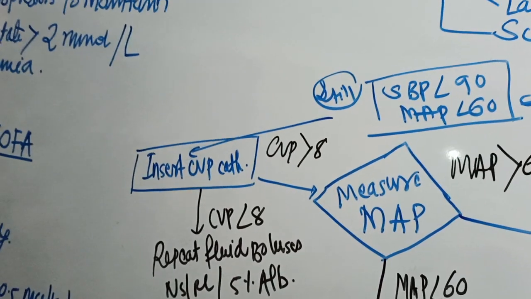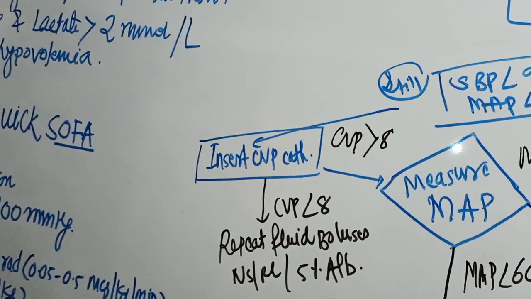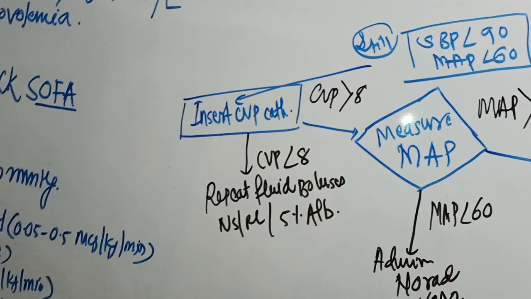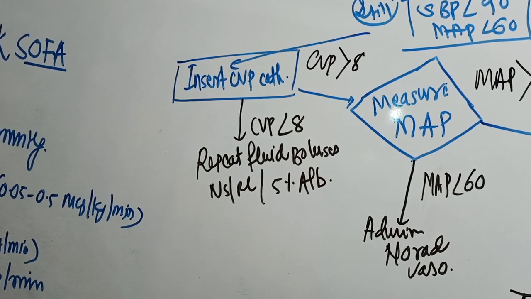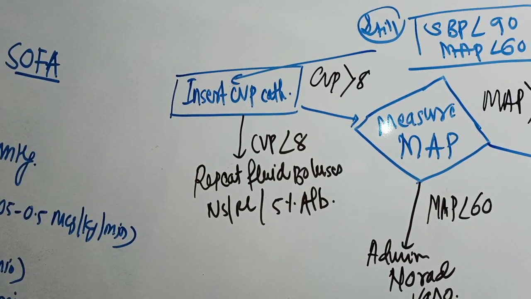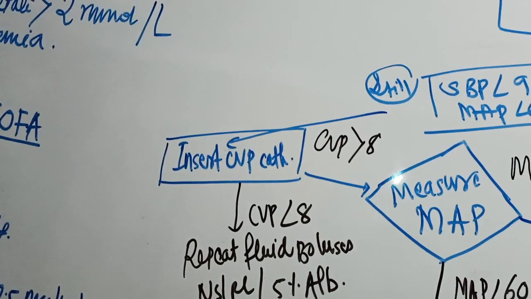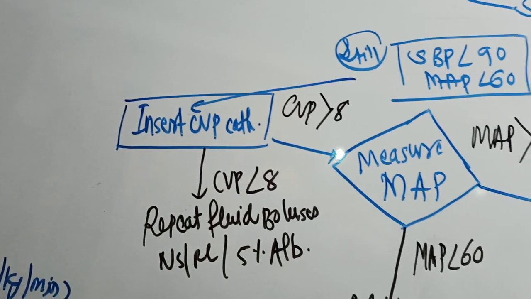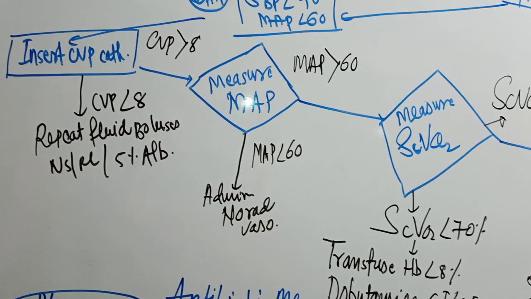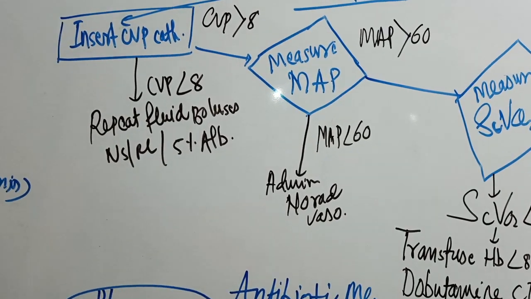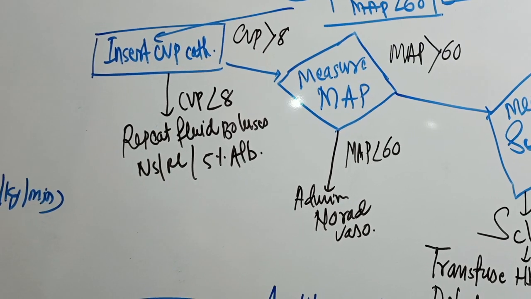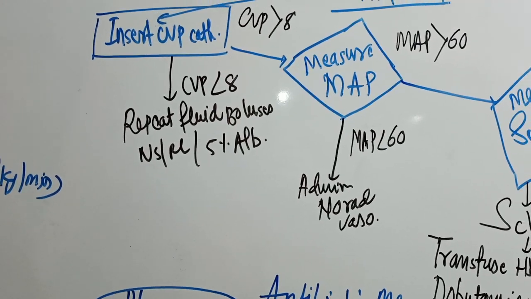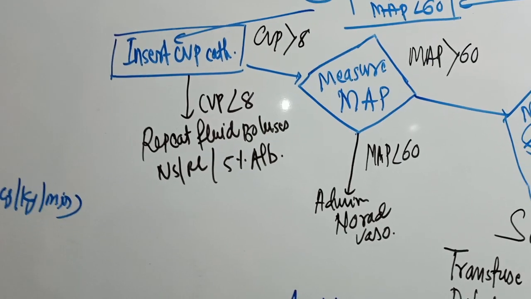First of all, we insert a CVP line, a CVP catheter, and measure central venous pressure. There are two conditions now, after inserting a central venous catheter: CVP more than 8 and CVP less than 8. Suppose CVP is less than 8, what will we do? We will administer NS, RL or 5% albumin. So there is fluid deficit, we must administer NS, RL or 5% albumin.